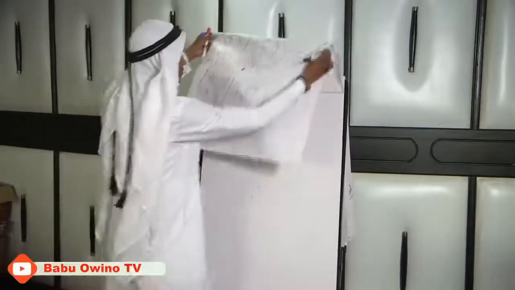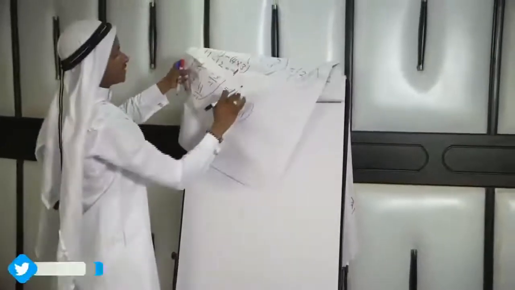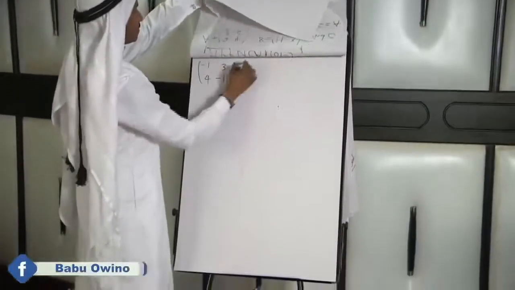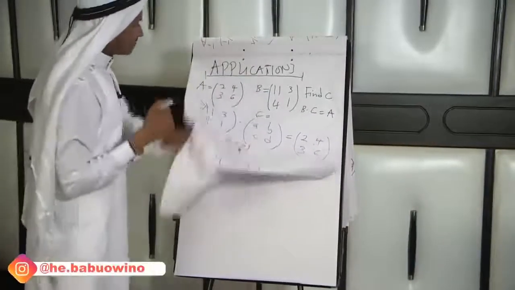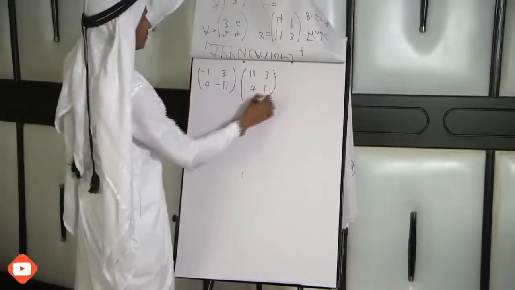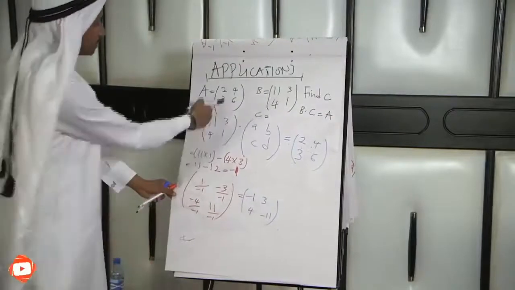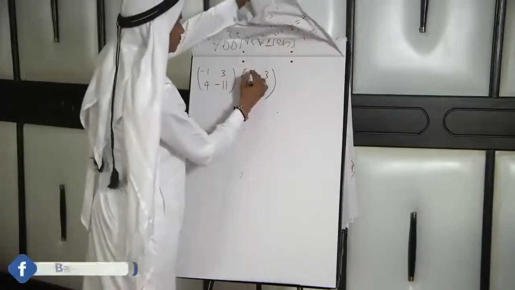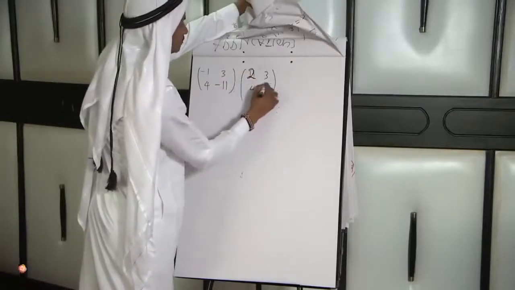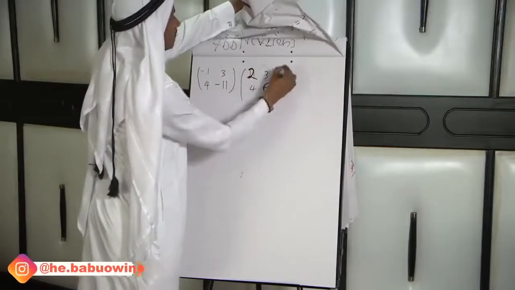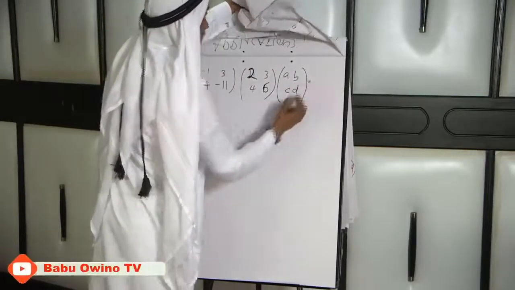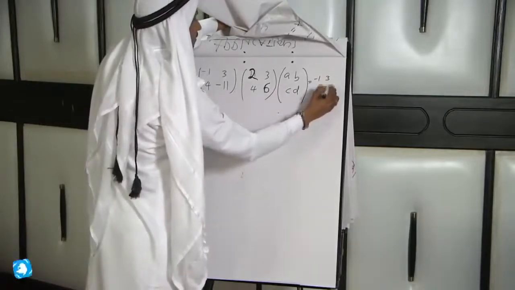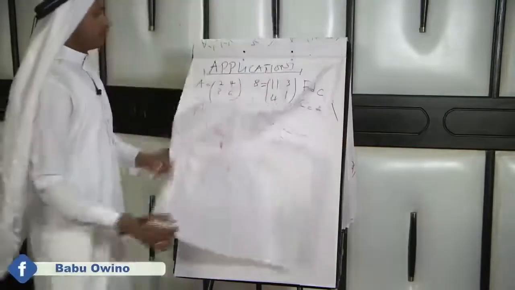Let me open another page. So here we have minus 1, 4, then 3, minus 11. You pre-multiply it by 11, 4, 3, 1, which is B, and then we have A, B, C, D. And again, you pre-multiply this, which is the inverse, minus 1, 4, 3, minus 11, with this.